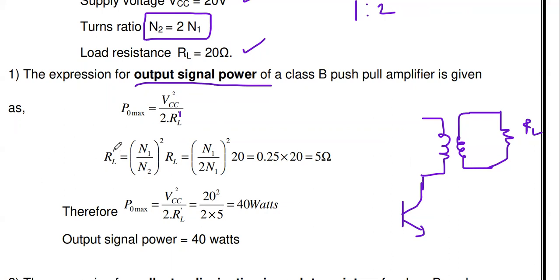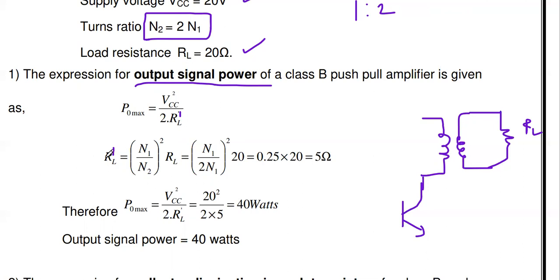It is said to be RL dash. Okay, so you know the expression for output maximum power for the class B push-pull amplifier. It is PO max is equal to VCC squared divided by 2 into RL dash. Okay, VCC given, RL dash we have to find out.